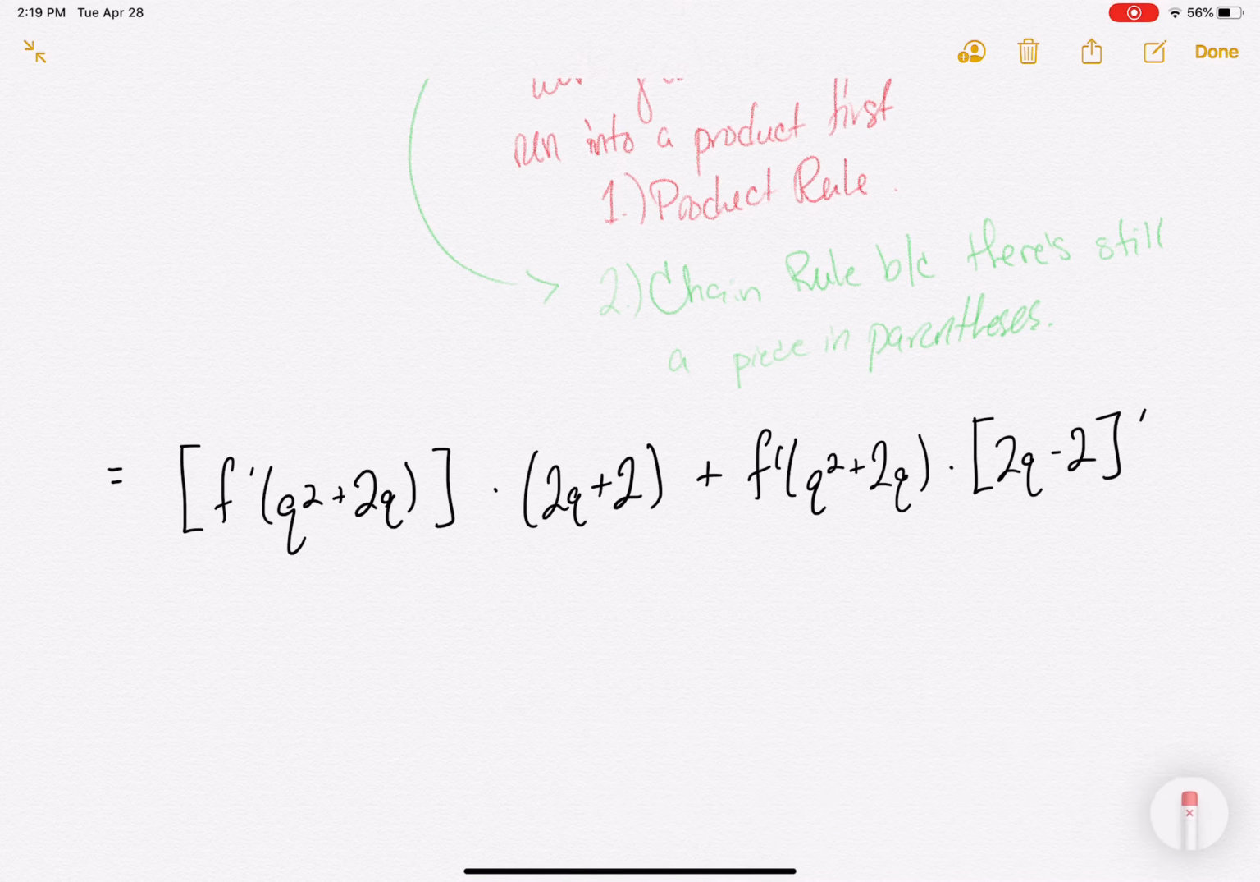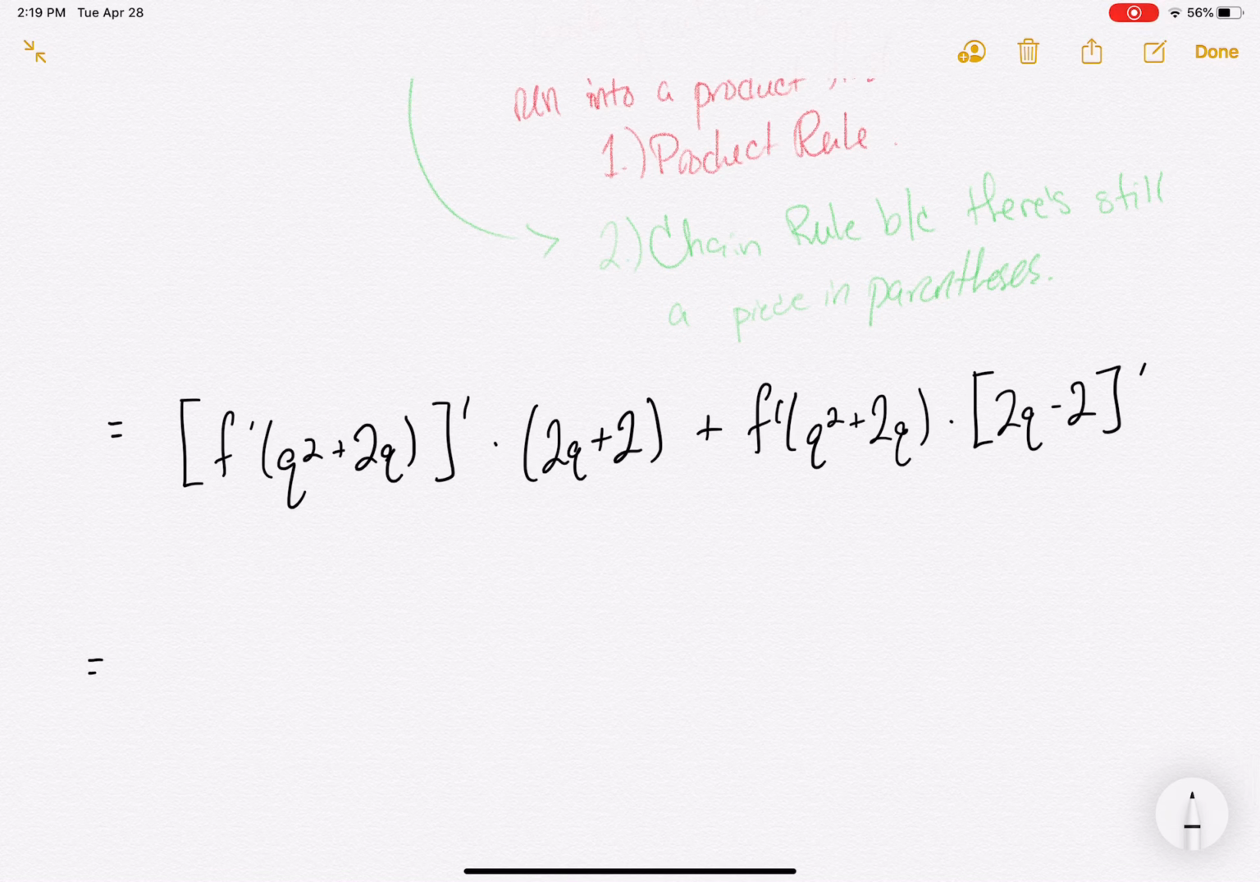It's an ugly prime there. I'm going to fix it. Okay. So there's the product rule part, and then we're going to use the chain rule in this first piece. So derivative of the outside, keep the inside the same, multiply by the derivative of the inside, and then there's still this other piece.